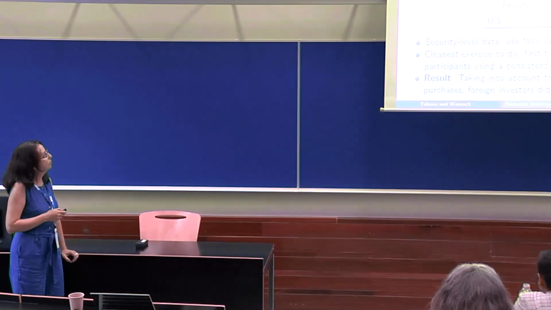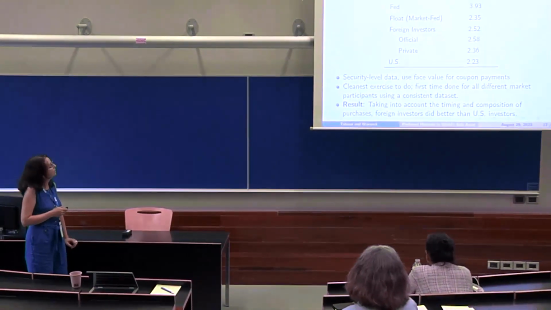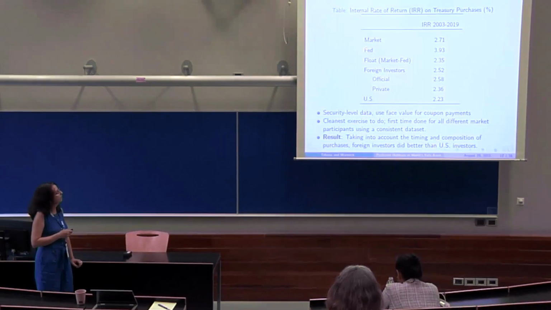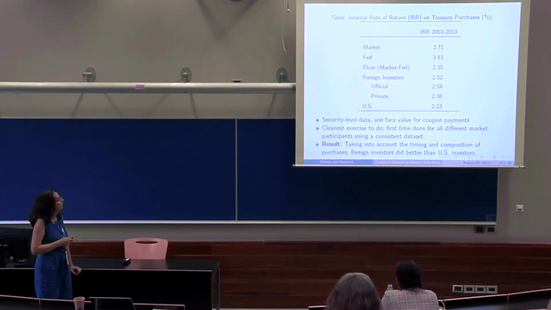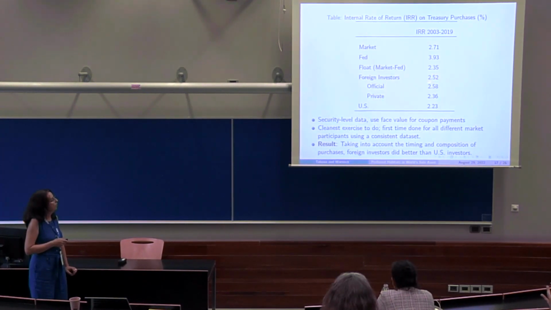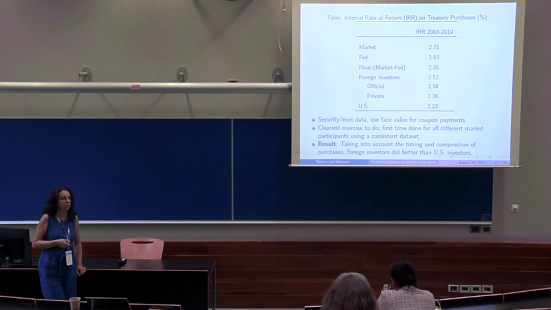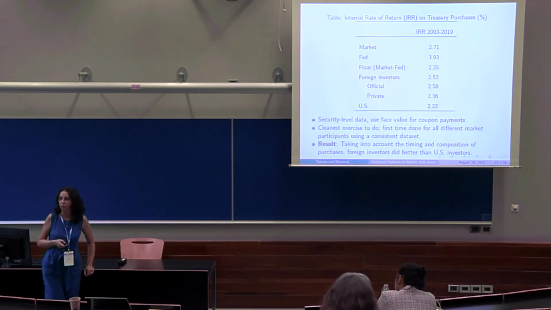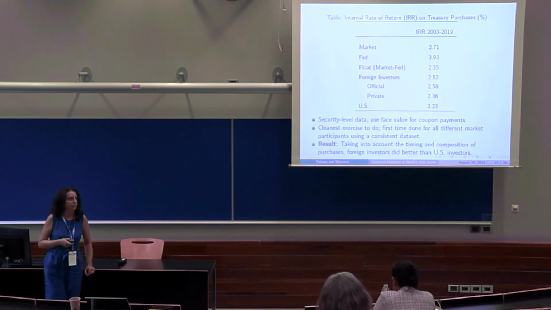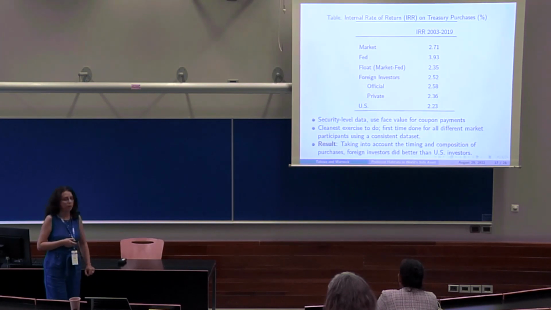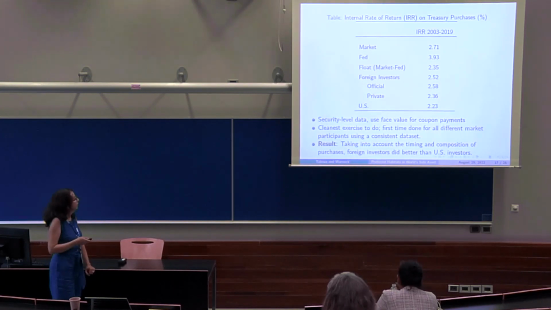So what do the results show? Here's the table again for the period 2003-2019 per investor, including the market as a benchmark, the internal rate of return. What we see is that foreign investors, with 2.52, are outperforming the US investors, and this is the same for official and private. So the data does not support the assumption that foreigners have poor timing when transacting in treasuries.